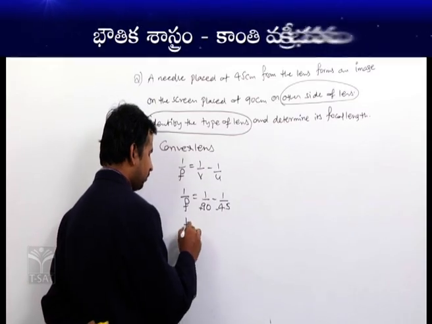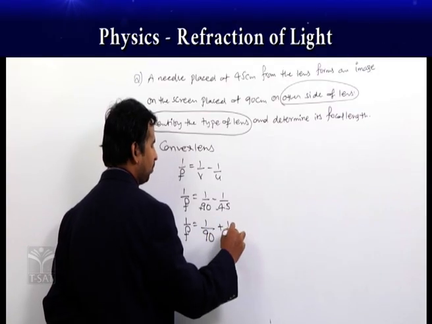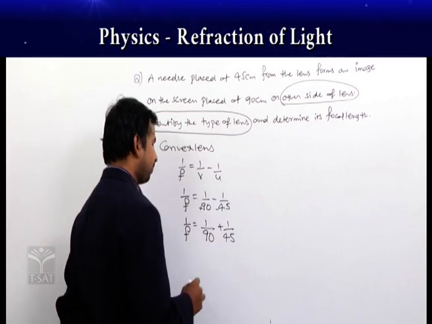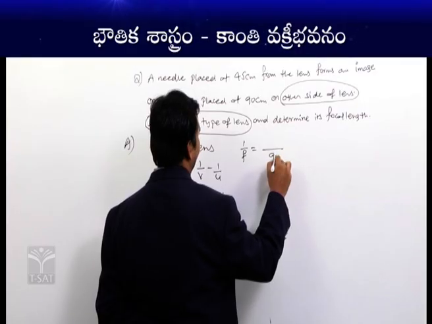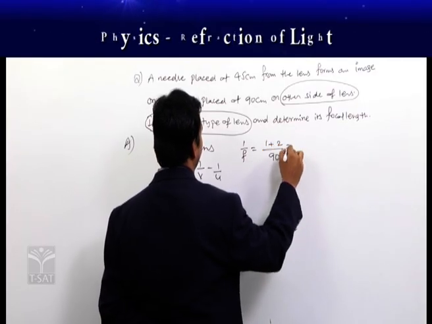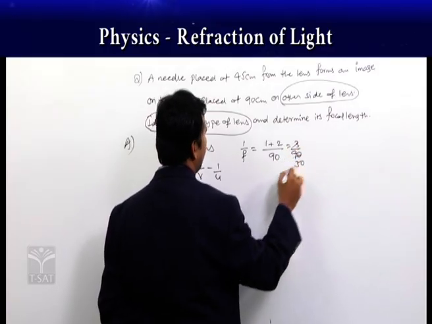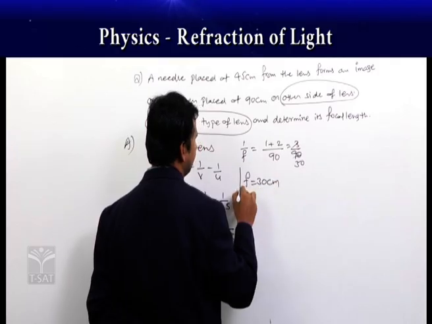Then finally, we got 1/f = 1/90 + 1/45. Then if we take the LCM here, 1/f = (1 + 2)/90, which is 3/90. Okay. Then finally we got the focal length f = 30 centimeters.